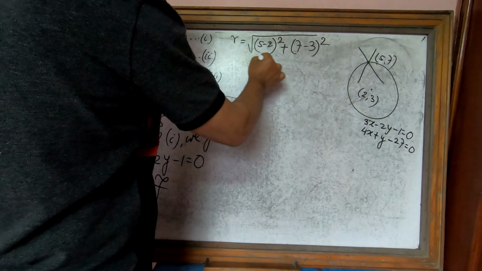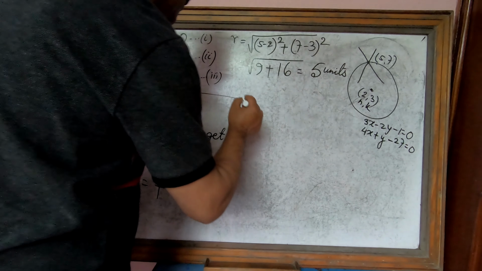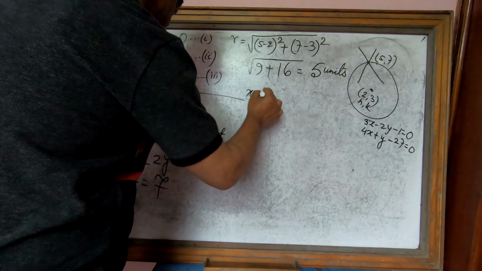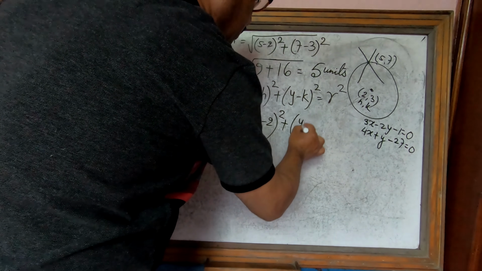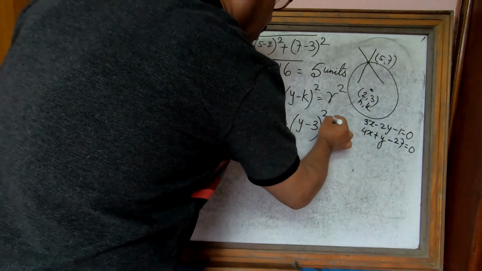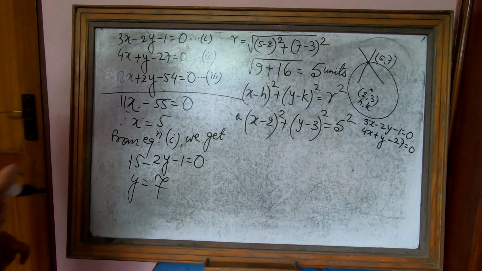Now the equation. These are h and k. Always the center is h and k. Remember, center, not the point on the circumference. So your equation is x minus h whole square plus y minus k whole square equals r square, or x minus 2 whole square plus y minus 3 whole square equals 5 square. Can you simplify it?